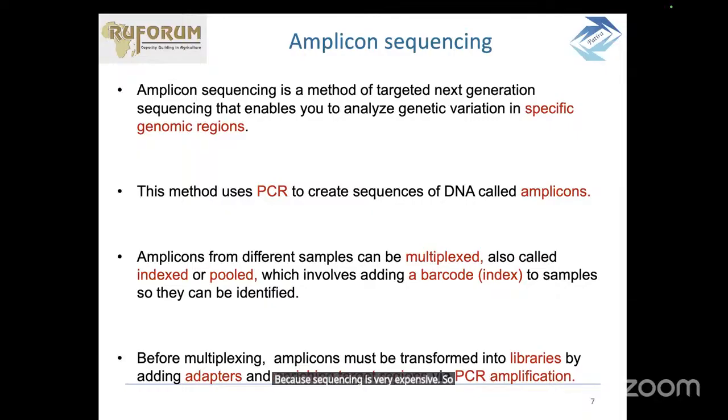So instead of just sequencing from one or few labs, they sequence from very, very many labs. So how do you identify them? You have to multiplex them. You have to index them.